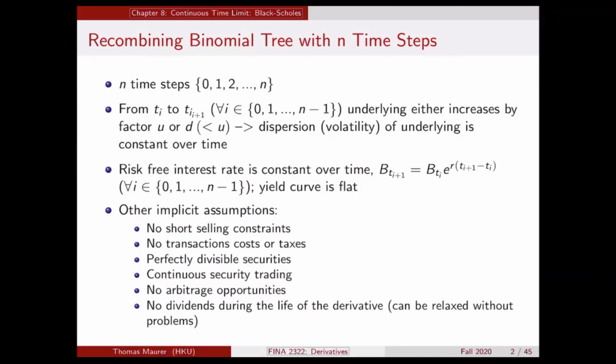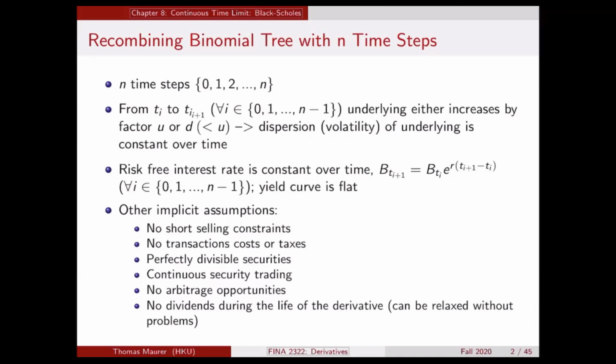The risk-free interest rate is also assumed to be constant. We can relax that afterwards, and we will see how that works. But for now, we assume that within each subtree, the annualized return is r in continuous compounding. And so that means that the bond price from t_i to t_{i+1} just increases by this exponential of that annualized risk-free rate times the length of the time step between t_i and t_{i+1}.